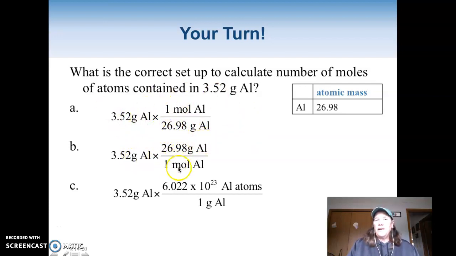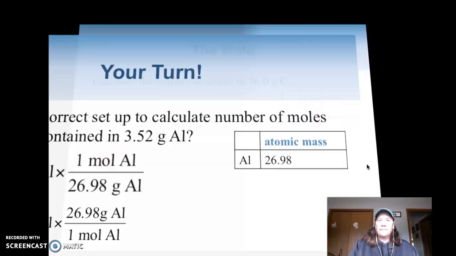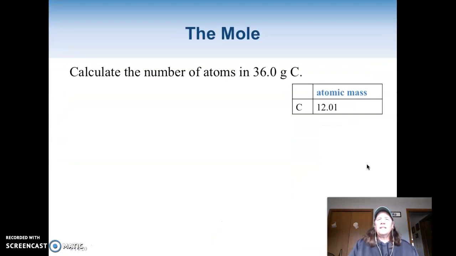This way we'd have grams and moles. We'd have grams squared over moles. That's not a unit we want to deal with. And here they're talking about atoms, and it says moles of atoms. So we're just looking for moles. If we want this number, it would be number of atoms. Tricky, I know.